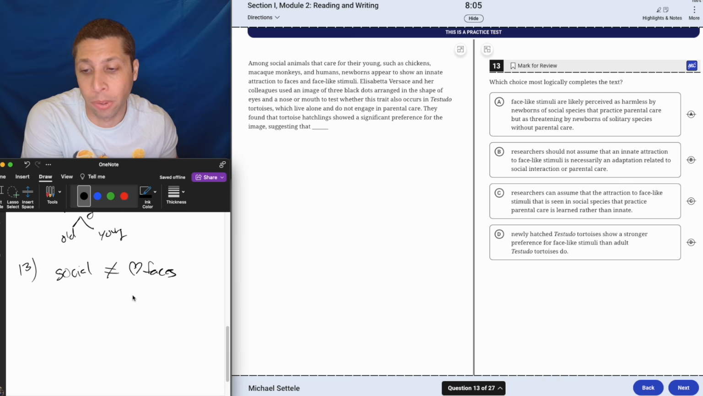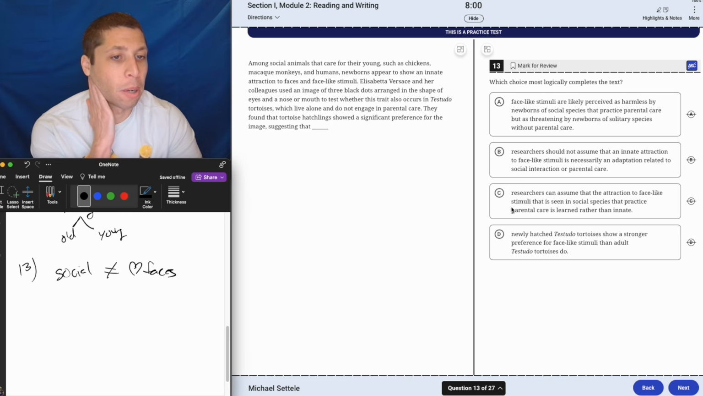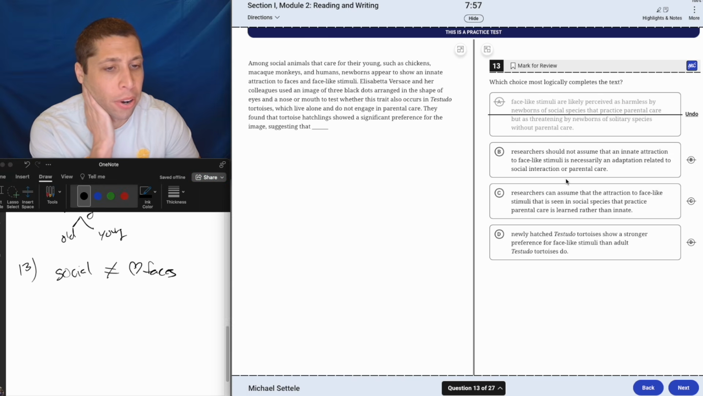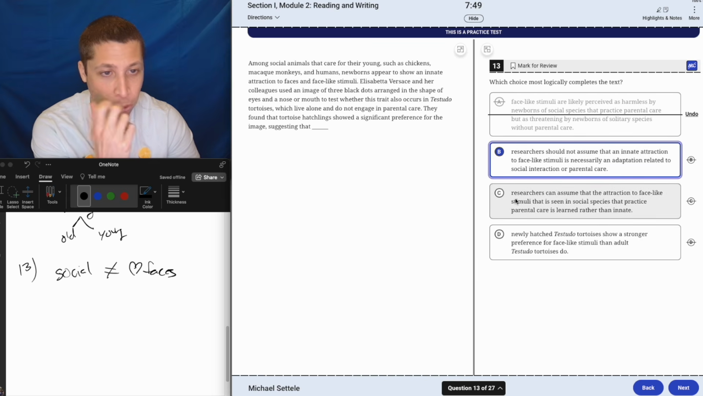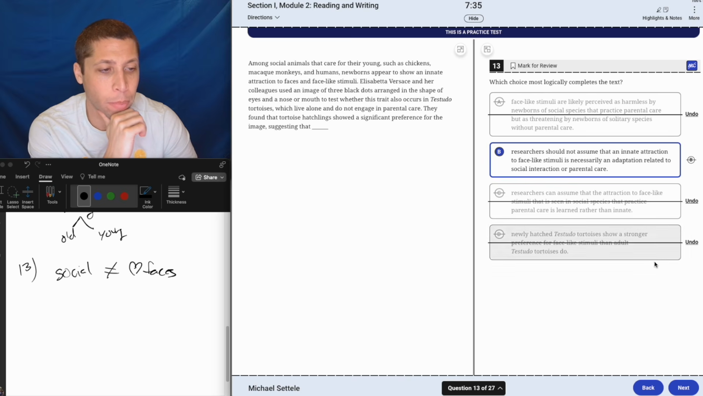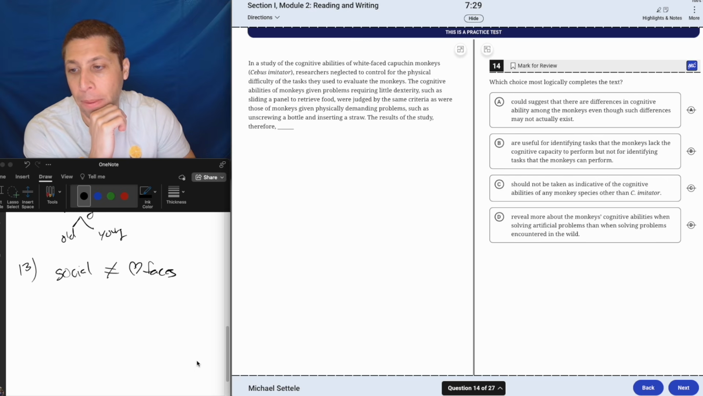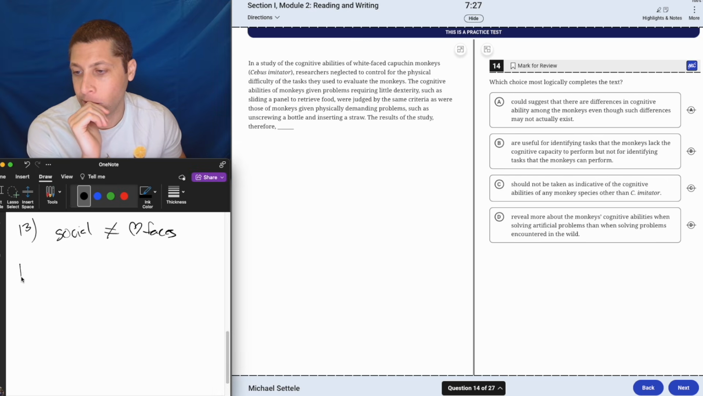Right? So anything can like faces is really what it is. Face-like stimuli are likely perceived as harmless by newborns of social species that practice parental care, but as threatening? No, it's not saying that turtles are scared. Researchers should not assume that an innate attraction to face-like stimuli is necessarily an adaptation related to social. Yes, because it could be anything. The turtles like it too. Tortoises. Researchers can assume that the attraction to face-like stimuli that is seen in social species that practice parental care is learned. No, it doesn't. We don't know. Newly hatched tortoises show a stronger preference. No, we're not comparing the children to the adults. Definitely that. Okay, this seems pretty easy. Let's see. All right.